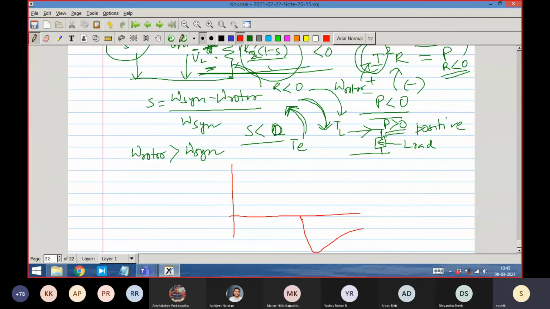This is omega T, this is omega rotor, this is T, P electrical in this direction, and this is the generator zone. This is because slip is equal to 0 here, and slip is equal to 1 here. This is slip less than 0. Negative slip.